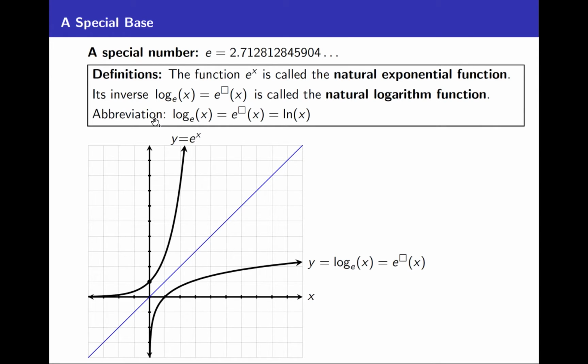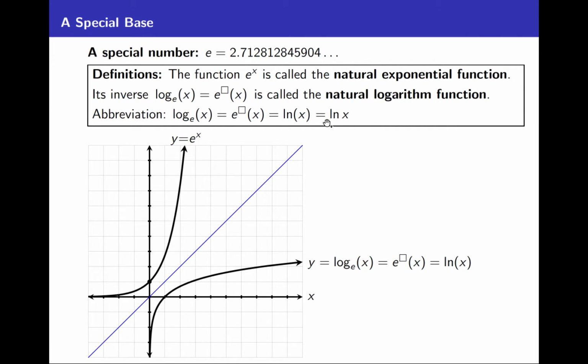This logarithm, log base e of x, is so special that it has a special abbreviation. Log base e of x, or as I called it here, e box of x, is called ln of x. So whenever you see ln of x, that just stands for log base e of x. That's the natural logarithm of x. You're going to use it so often that you're going to get tired of writing log base e all the time. Just write ln. It stands for log base e.